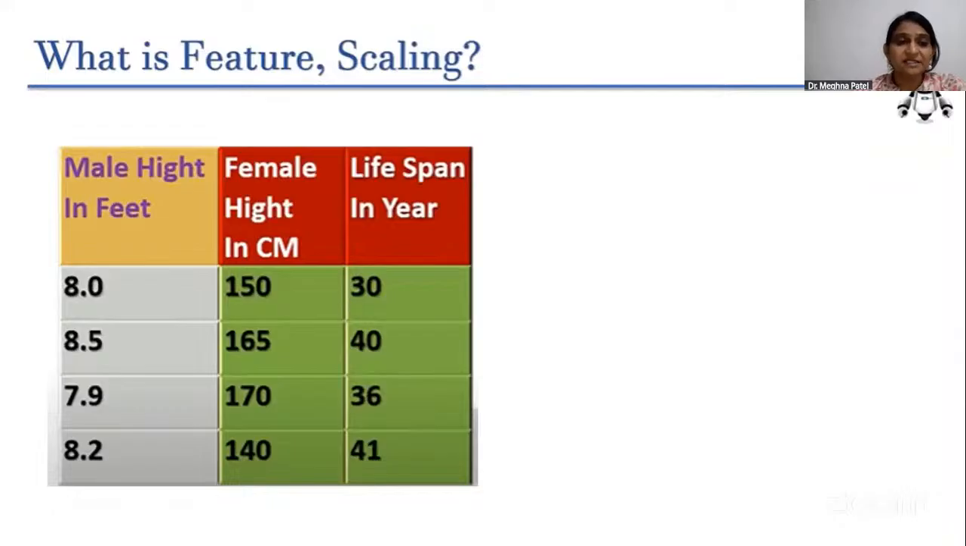Okay, feature scaling. See here, feature scaling. Here one column is in feet, another is in centimeters, and the life of a year is in years. So the range is also different. This is a range from 8 to 9. This is a range from 100 to 200. This is a range from 1 to 100. So the range is also different.